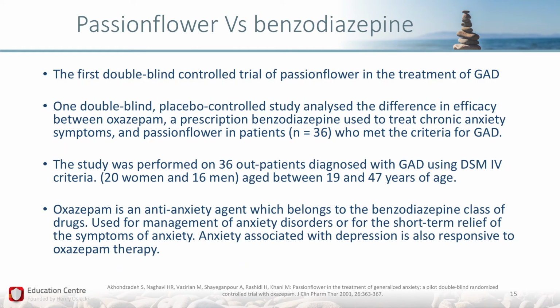In this particular study, and the reason why I want to include this in is often when you're trying to find a speed or a timing level, you might have patients ask, how quickly will this work for me? How quickly will a formula get a therapeutic result? This was a first trial of its kind where they did a double-blind controlled trial of passion flower in the treatment of generalized anxiety disorders.